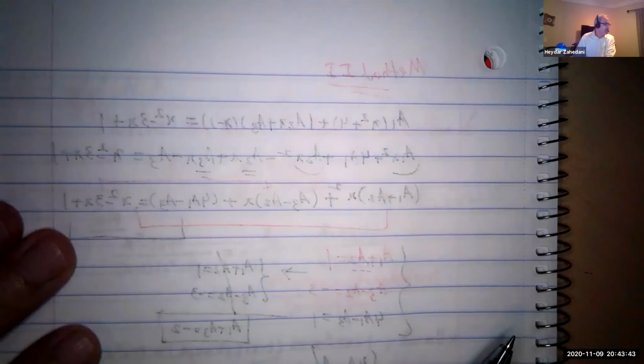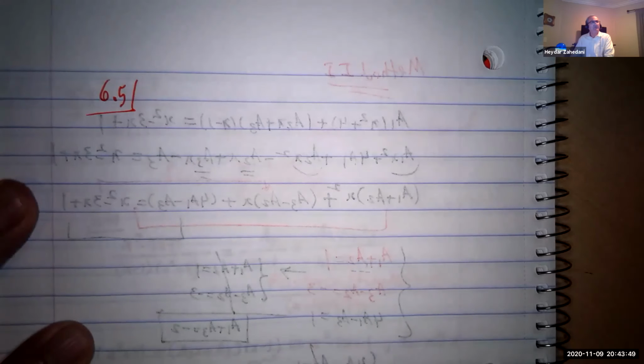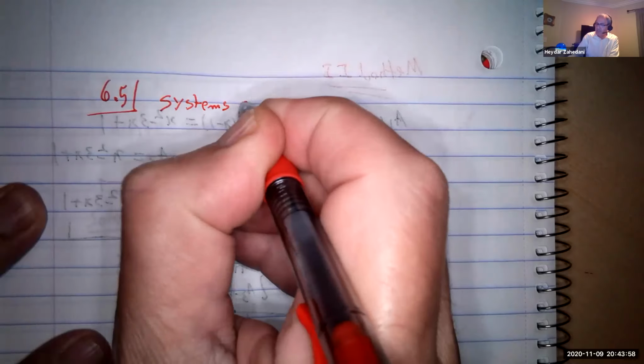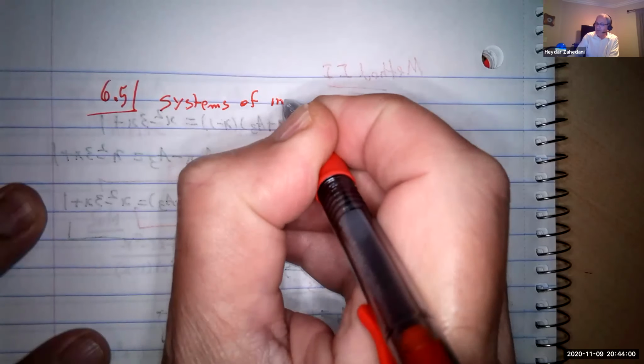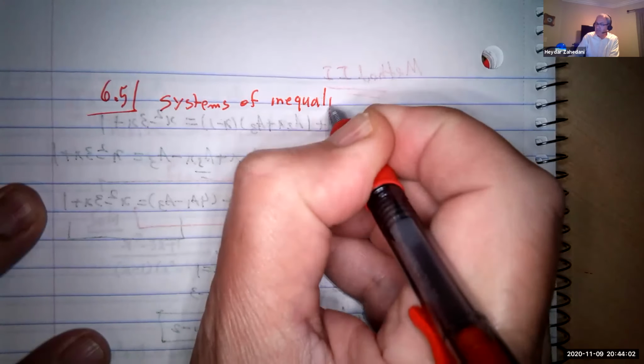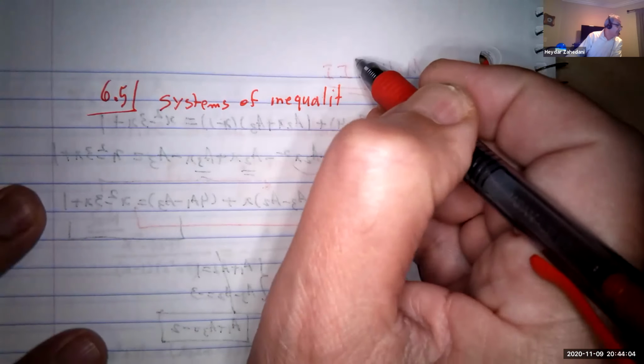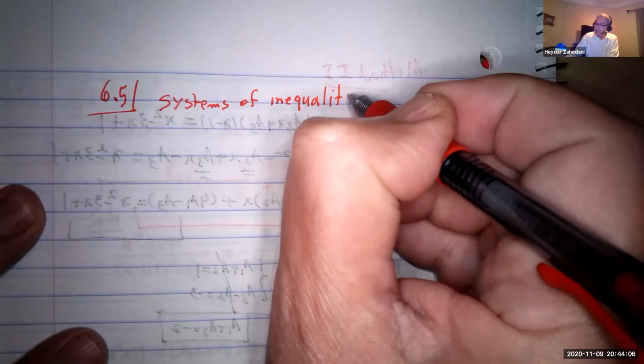So this is 6.5. Okay, this is going to be 6.5, and we are going to consider the systems of inequalities.